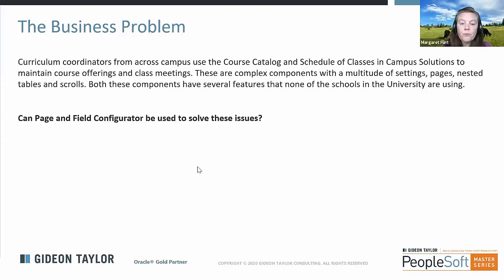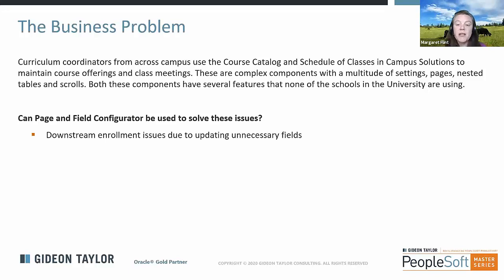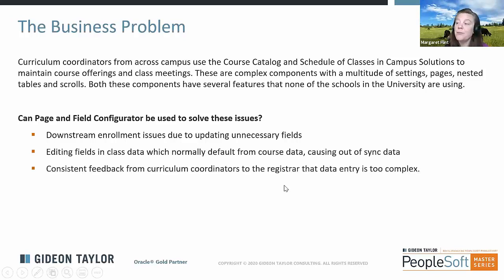So the business problem was that a large university let its department users update the very complex course catalog and schedule of classes components. And what they found is that users were confused and mistakes were getting made out in the field. So were we able to come up with a Page Field Configurator solution that worked for them? Yes, we were actually.